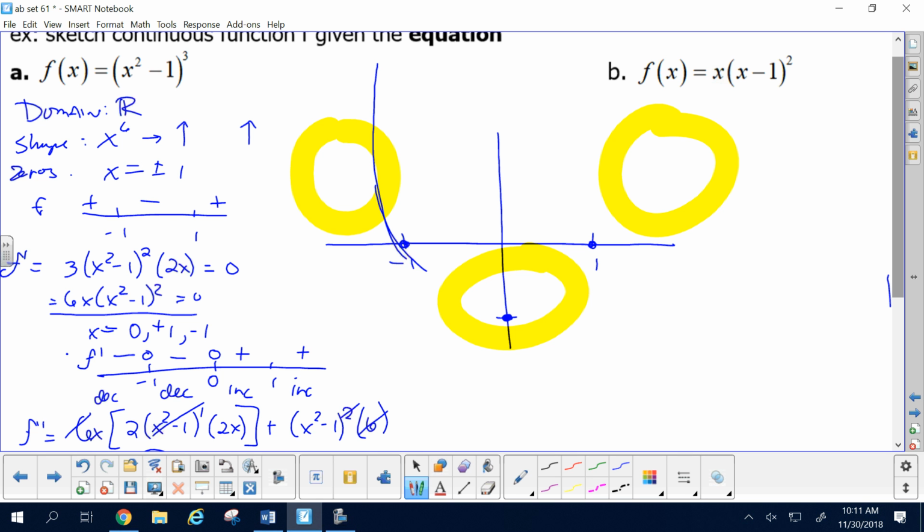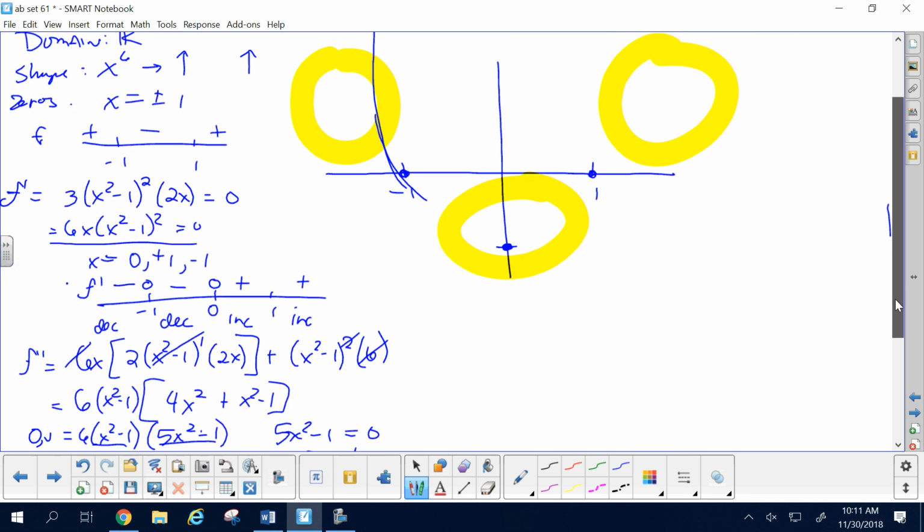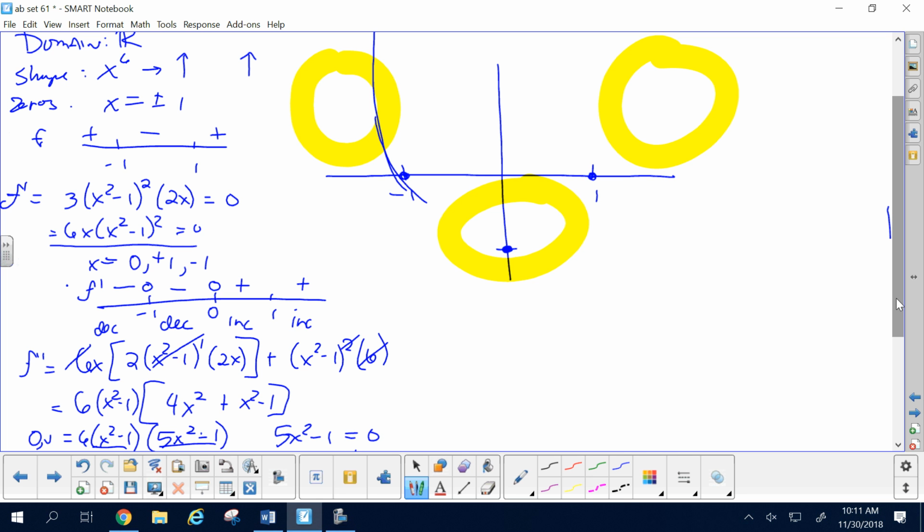Okay? After you pass -1, what happens? It's still decreasing. It goes flat there for a second. Oops, I missed my flat spot. It goes flat at -1, right? And then what happens after -1?